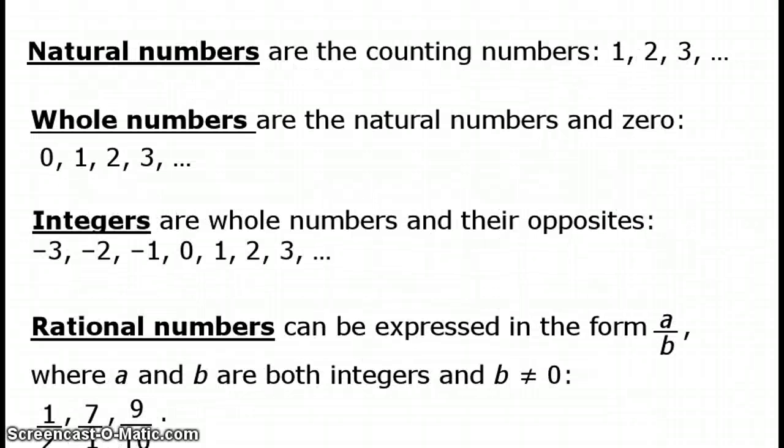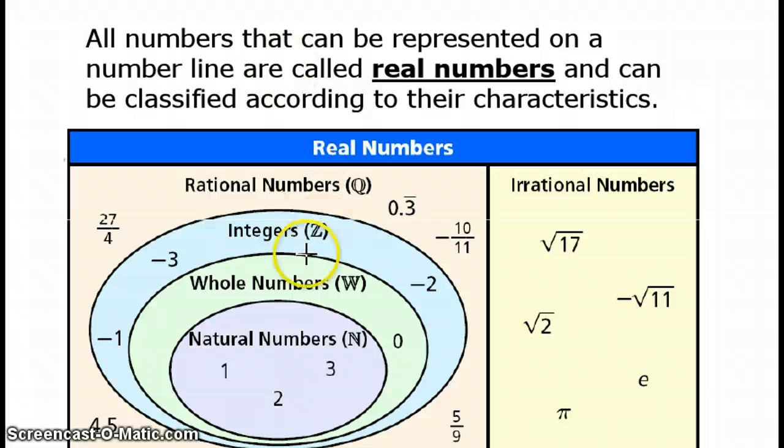I just want to go back to the first slide. Let me put it this way. If you are a natural number, you are a whole number. And you're also an integer, and you're also a rational number. If you're a whole number, that includes 0, then you're also an integer, and you're also a rational number. All integers are rational numbers. And finally, your rational numbers are included in the real number group, but only in the rational number section.